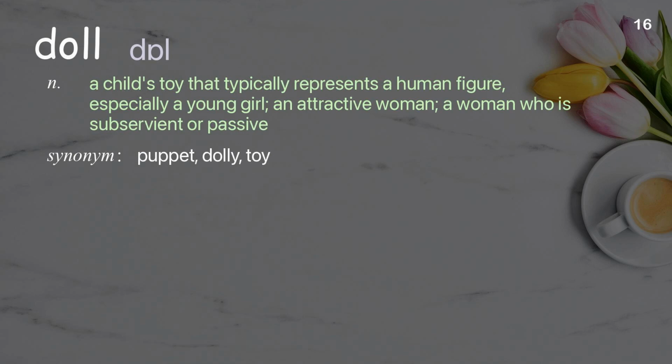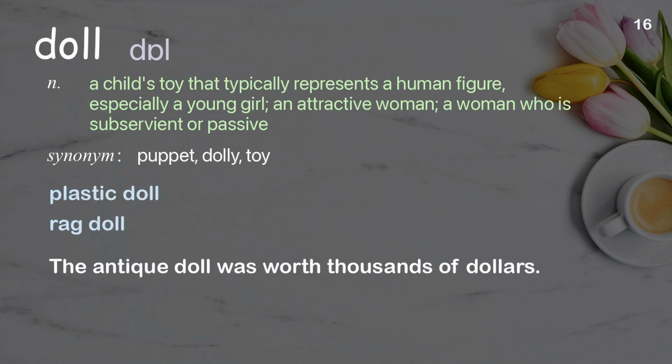Doll. A child's toy that typically represents a human figure, especially a young girl; an attractive woman; a woman who is subservient or passive. Examples: Plastic doll. Rag doll. The antique doll was worth thousands of dollars.